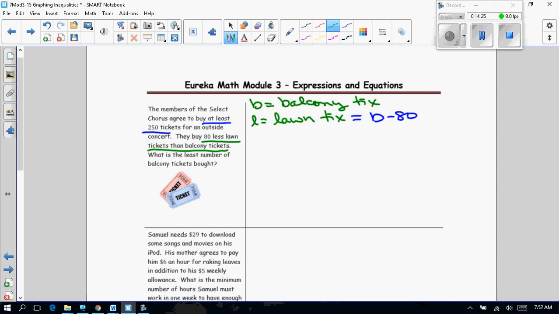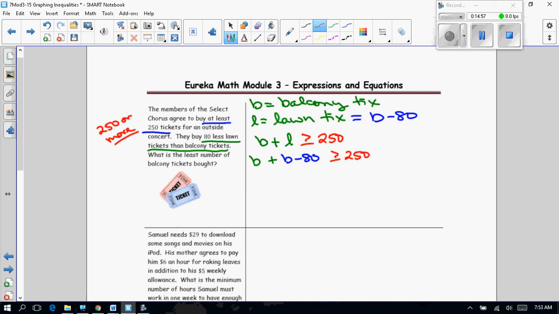So I could write this as balcony plus the lawn tickets is going to be greater than or equal to, because they have to buy at least, right? That means 250 or more is how many they're buying. So I can't deal with the 2 variables in there, so I'm going to write the first one, the balcony tickets, plus, instead of writing L, I'm going to write B minus 80. And that is going to be greater than or equal to 250.